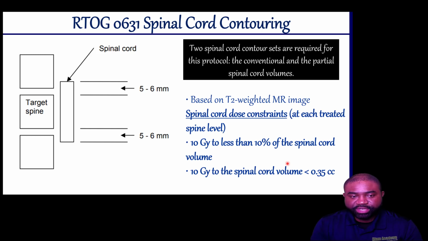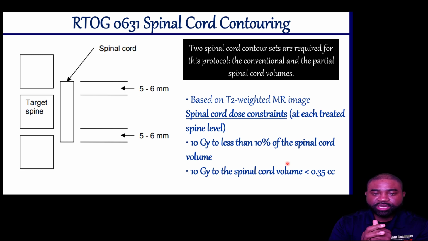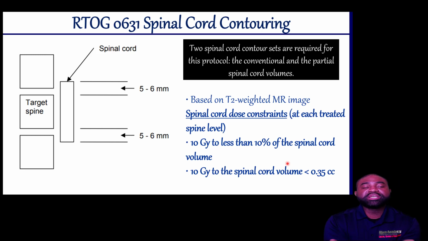Now, I cannot overstress this: because of the high possibility of setup errors in spine cases, a safety margin is required, and typically we apply a uniform planning OAR volume of about 1 to 2 millimeters around the spinal cord itself. Or some centers use the thecal sac as a surrogate structure for the cord.